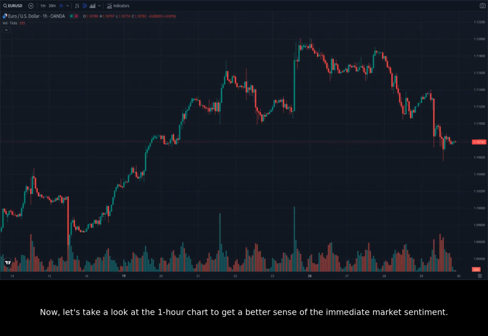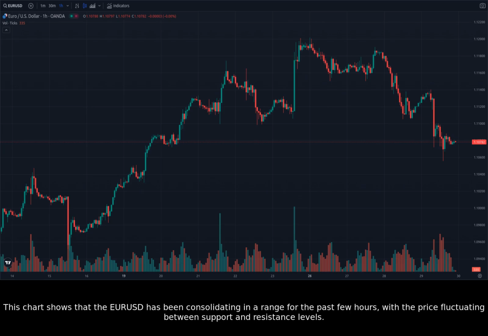Now, let's take a look at the 1-hour chart to get a better sense of the immediate market sentiment. This chart shows that the EURUSD has been consolidating in a range for the past few hours, with the price fluctuating between support and resistance levels.